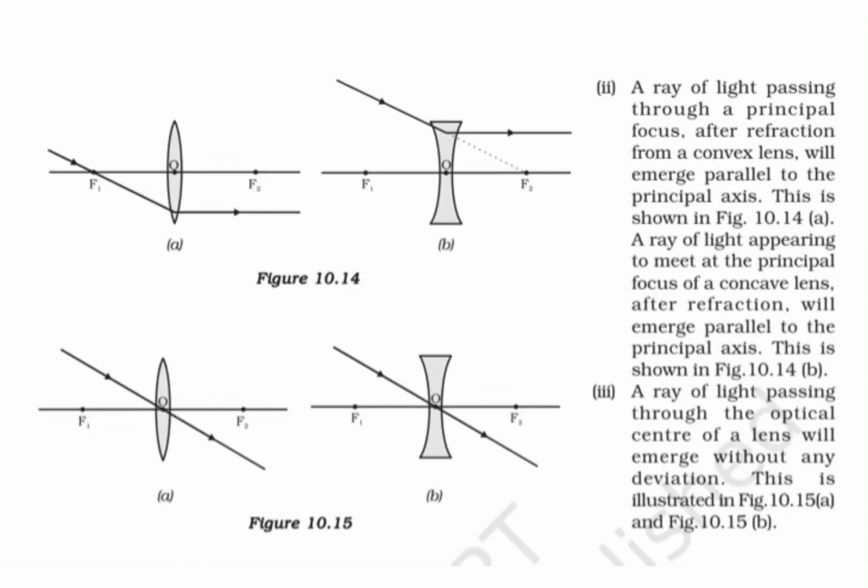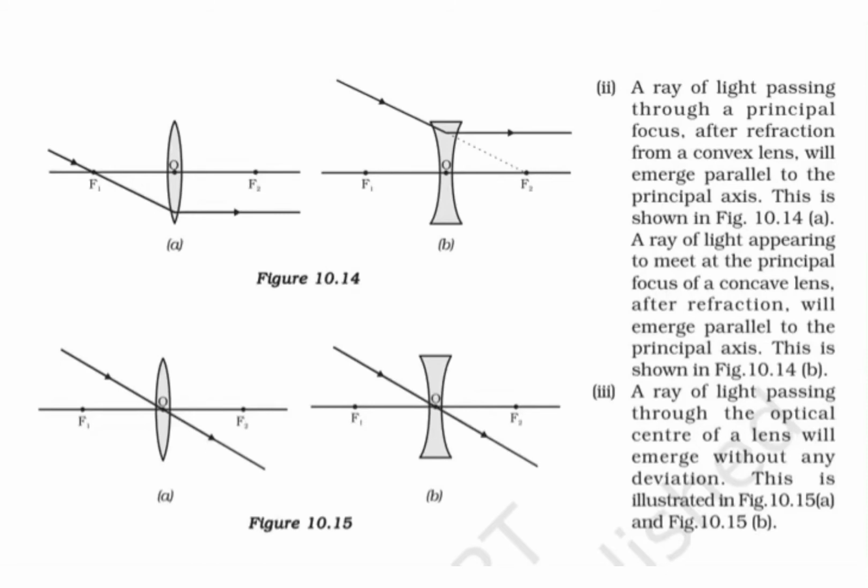Second rule is a ray which is passing through the principal focus becomes parallel to the principal axis after refraction. So in the first diagram you can see that a ray is passing through F1 of a convex lens, and after refraction it becomes parallel to the principal axis. In figure B you can see that a ray is getting incident on the concave lens through F1, and after refraction it becomes parallel to the principal axis.